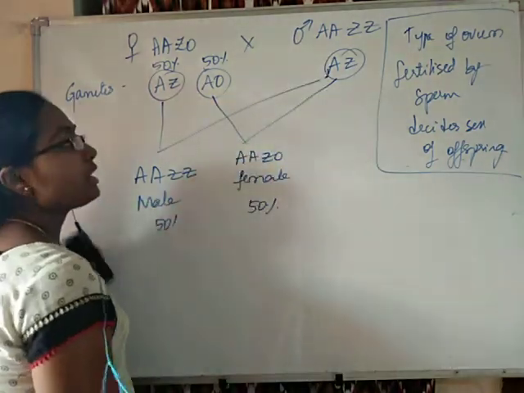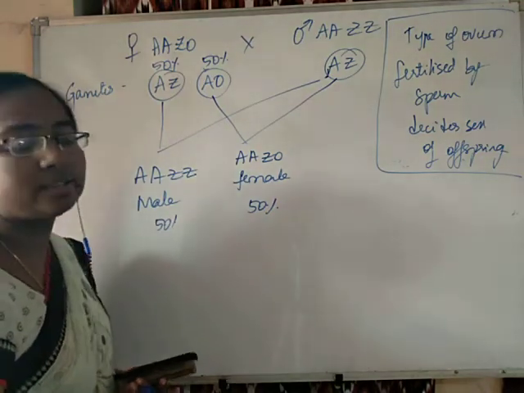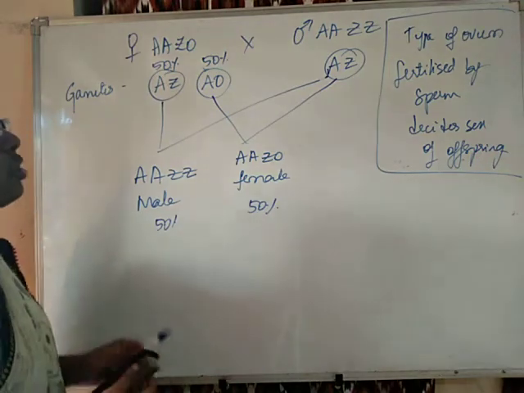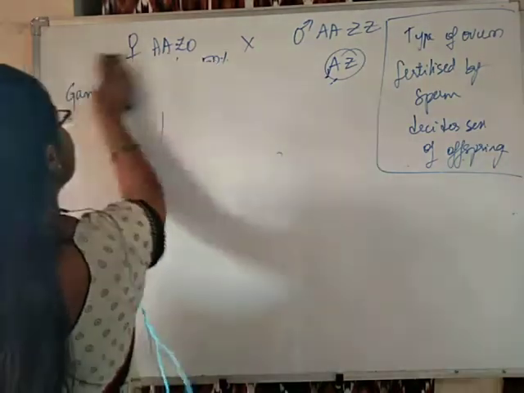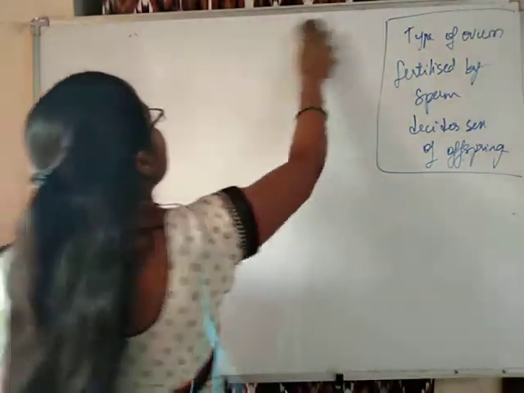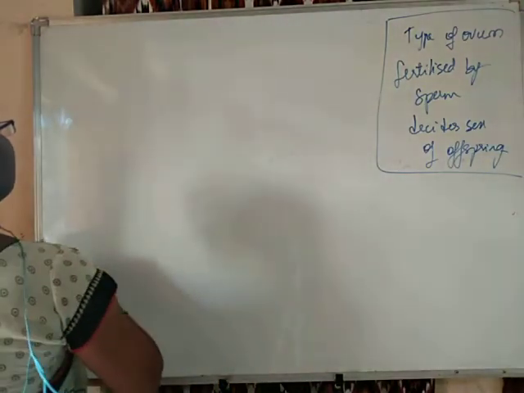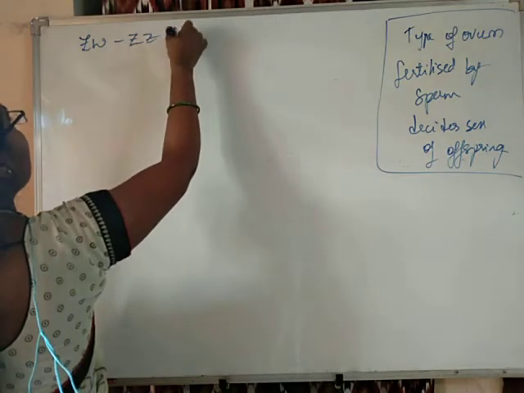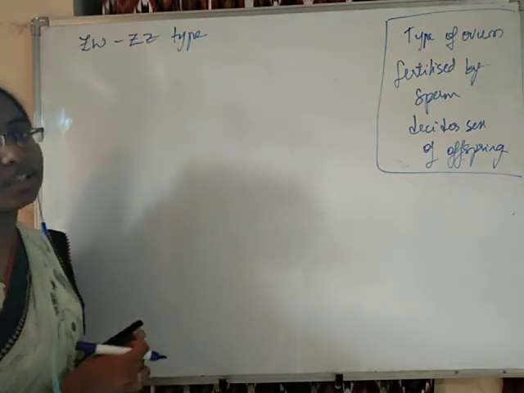In that way, sex is determined in ZO-ZZ type of sex determination. Okay. So, this is all about ZO-ZZ type of sex determination. Then the next type of sex determination that we are going to learn is ZW-ZZ type of sex determination.